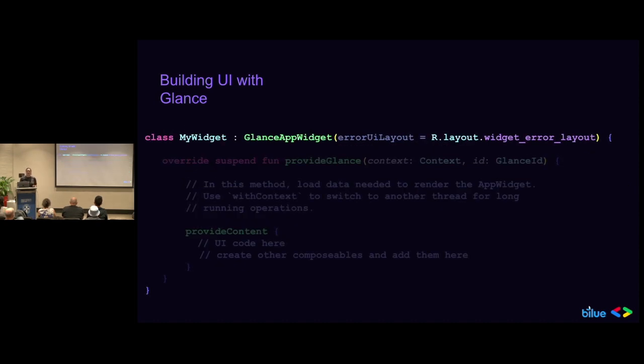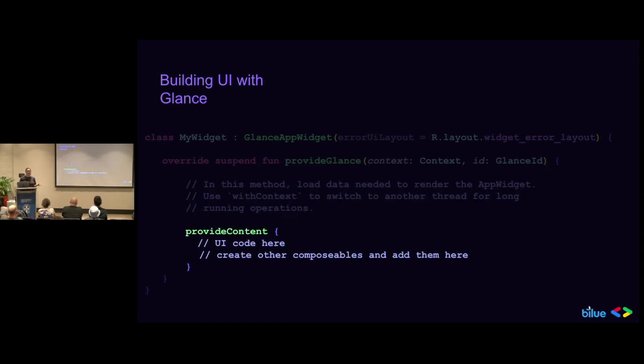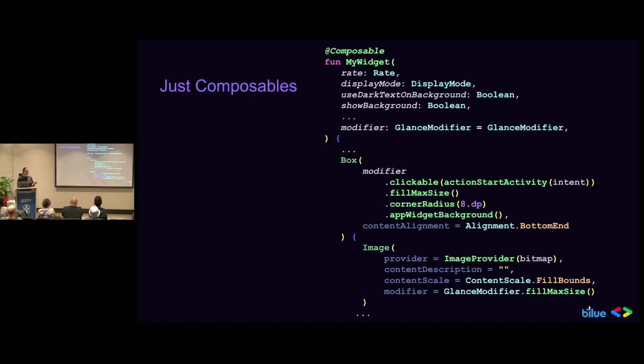But what we need to do to build the UI with Glance, and just by the way, I'm going to be putting a lot of code up on the screen. I will have a link for my slides later on if you want to grab that. So if I have this widget, all I need to do is give it a Glance app widget. And it's becoming a Glance app widget object. We have a function, provideGlance. Here's where I would do some data loading if it's not going to be computationally heavy. And then provideContent. This is just the same as we would with Jetpack Compose. We're going to put our UI here. You can create other composables, call them here, use your theme, everything you're used to. And this is just composables.